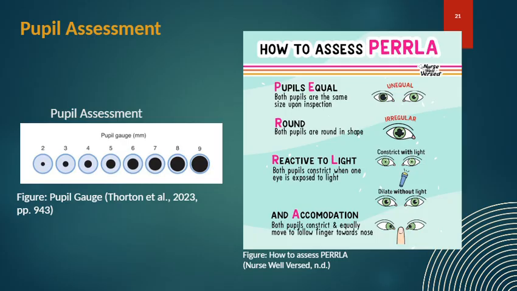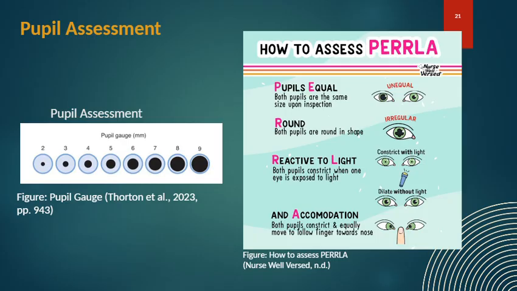We begin with the P, pupils equal. This means that both pupils should be approximately the same size. A normal pupil size is typically 2 to 6 millimeters depending on lighting conditions. The gauge shown on the slide is a reference you can use at the bedside. If pupils are unequal, or anisocoria, it may be normal for some patients, but it can also indicate serious issues such as stroke, aneurysm, or cranial nerve compression. Always compare today's pupil size to what is documented as the patient's baseline.